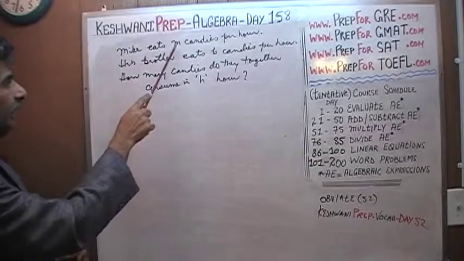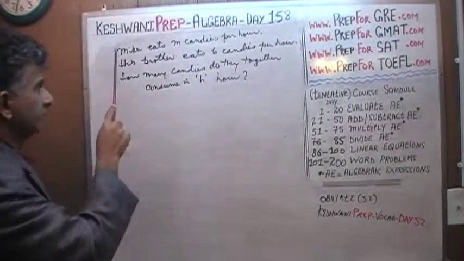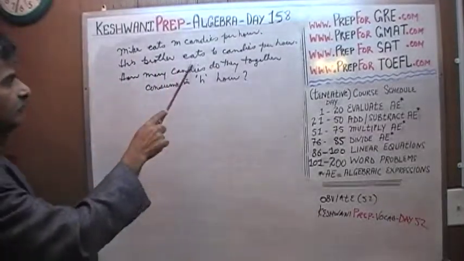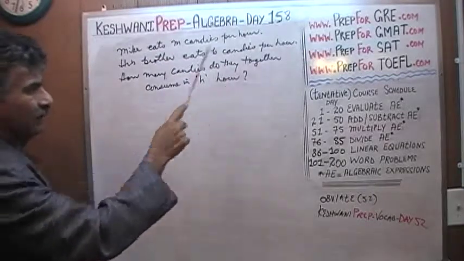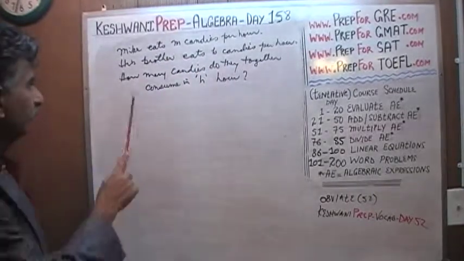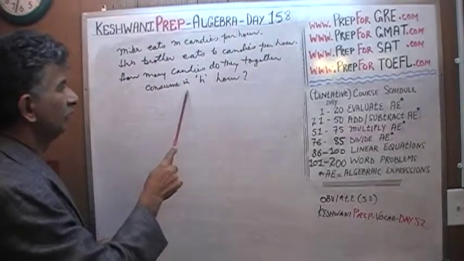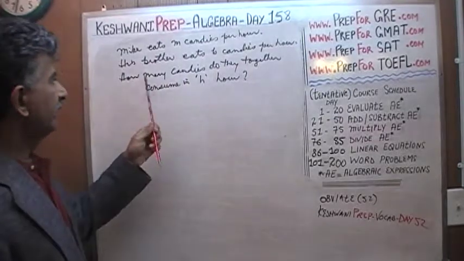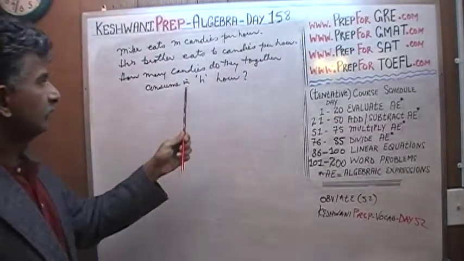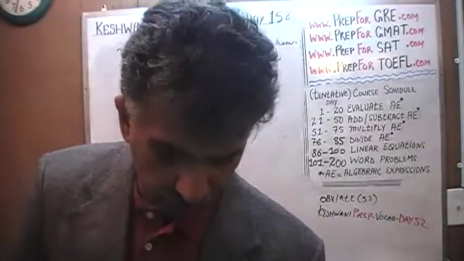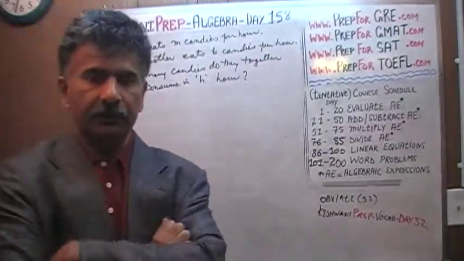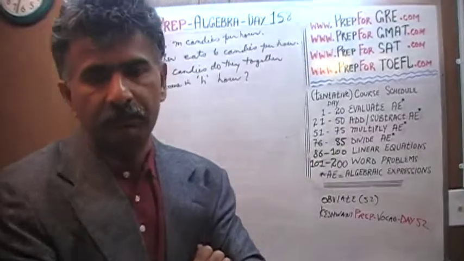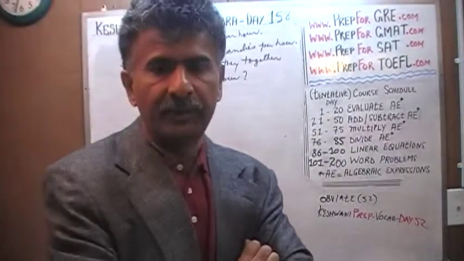Mike eats M candies per hour. M for Mike. His brother eats, we are told, B candies per hour. The question simply is, how many candies will they consume together in each hour? We do not know how many hours that is, obviously, otherwise it would be an arithmetic problem. It's an algebra question.